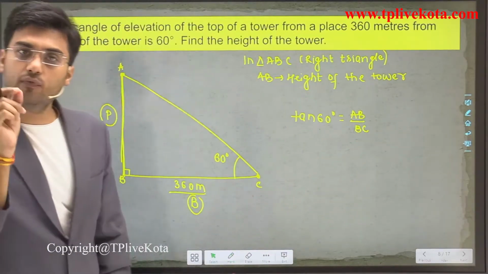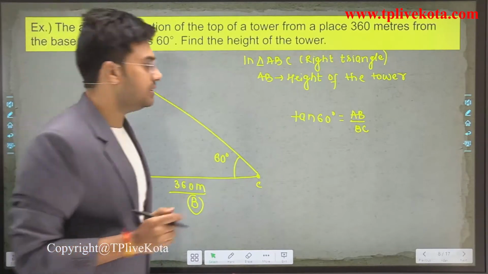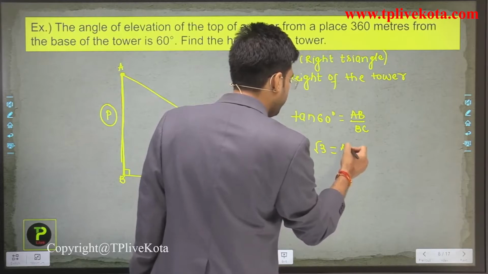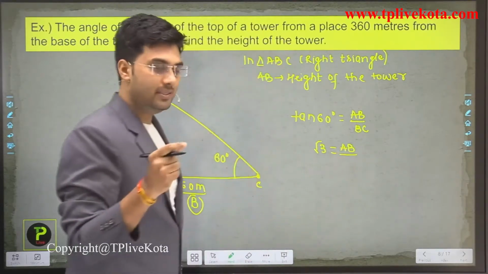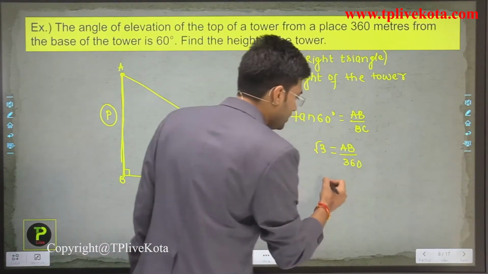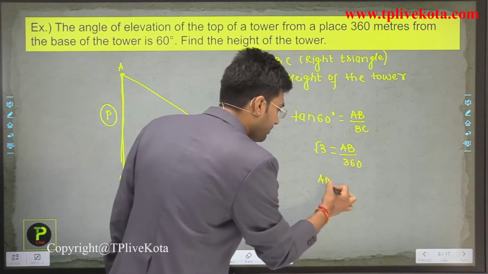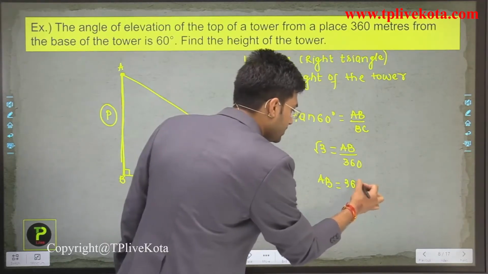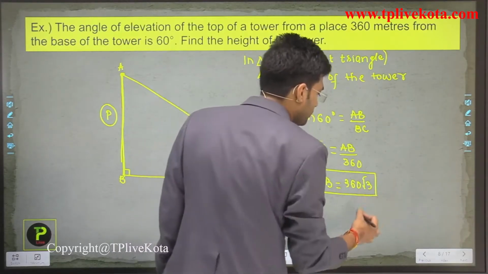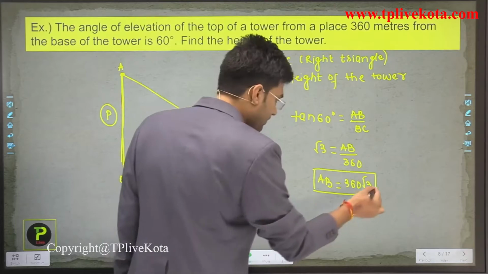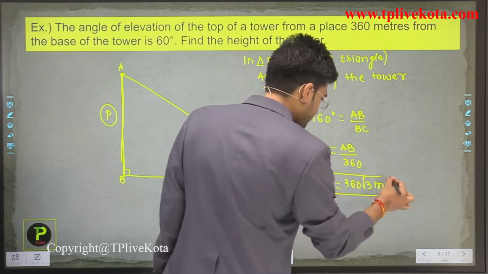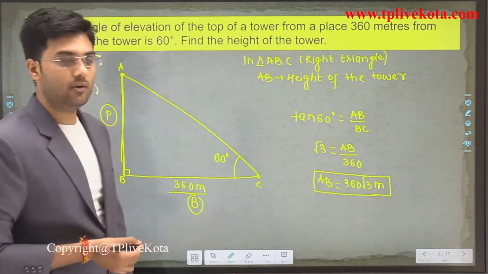Now what is the value of tan 60? The value of tan 60 is root 3, and we have to find the value of AB, and BC is given as 360. So students, when we solve this, what will we get? AB is equal to 360 root 3 meter. The unit is meter. Clear? So this is the height of the tower.